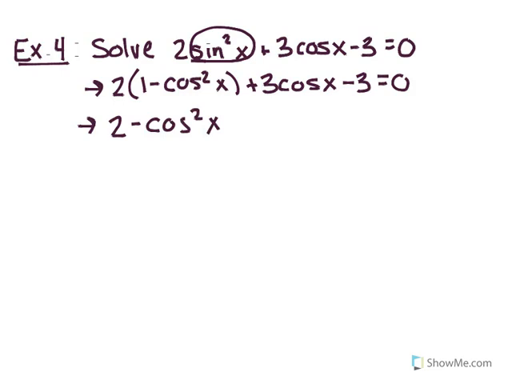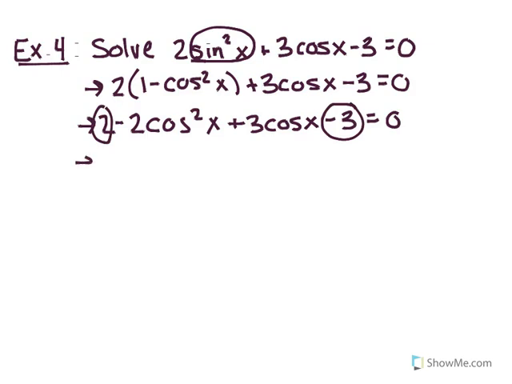So we've got 2 minus, oops, I forgot something in there. That should be a 2 as well. 2 minus 2 cosine squared x plus 3 cosine x minus 3 equals 0. And I actually have a couple like terms. I can combine the 2 and the -3, and that's going to give me -2 cosine squared x plus 3 cosine x minus 1 equals 0.